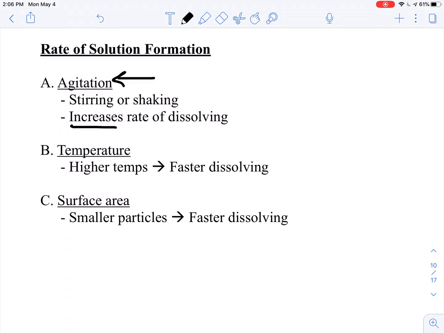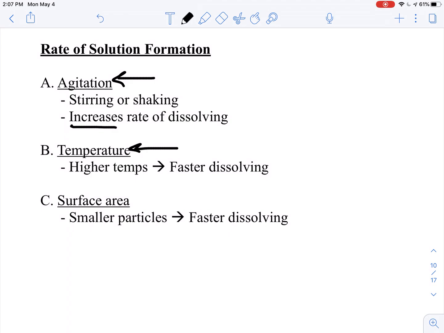Another way we can make something dissolve faster is through temperature. Yesterday, I made homemade lemonade for my family, and I wanted my sugar to dissolve faster rather than just stirring it. So I heated up some water on the stove and poured the sugar in, and that added heat made the sugar dissolve faster, and then I was able to cool it back down and pour it into my homemade lemonade mixture, and it tasted pretty good. So temperature is one way that we can increase the rate of solution formation.